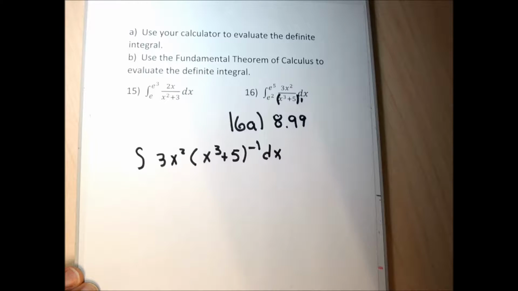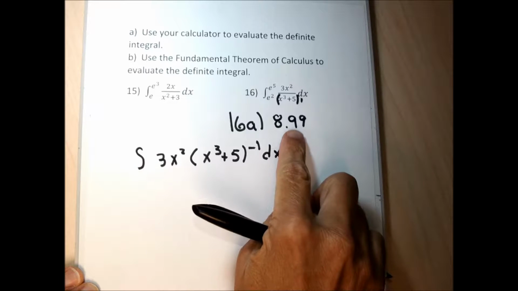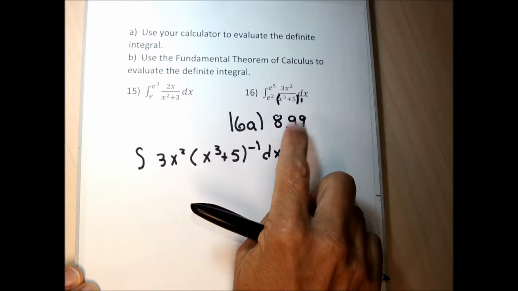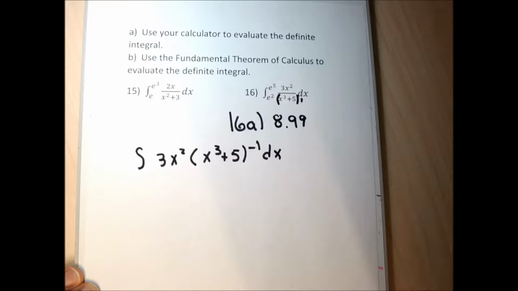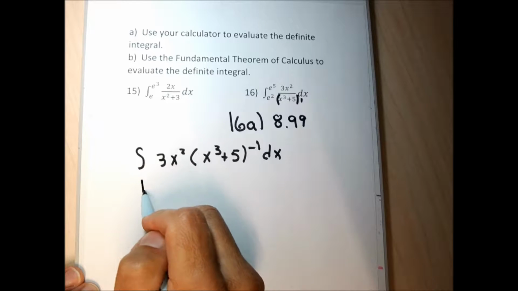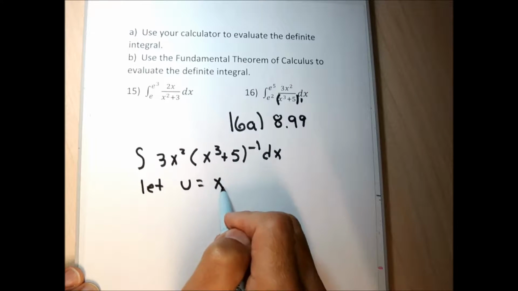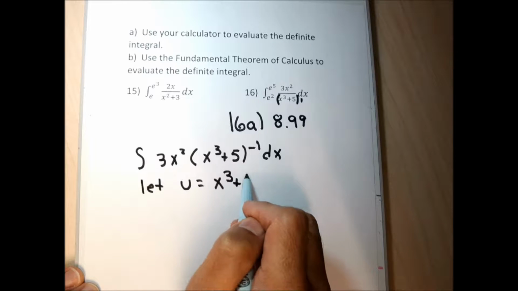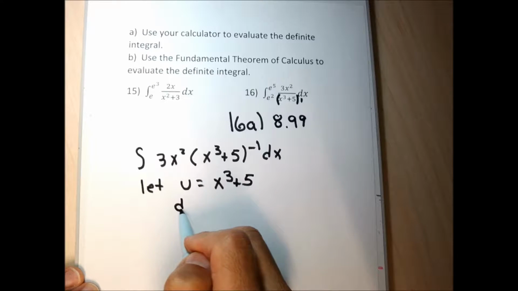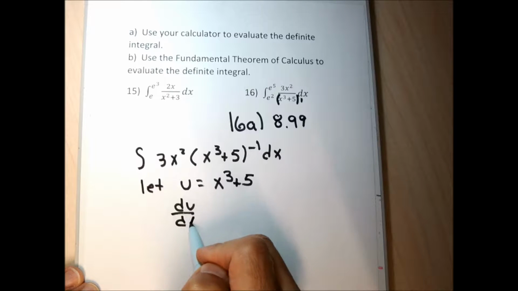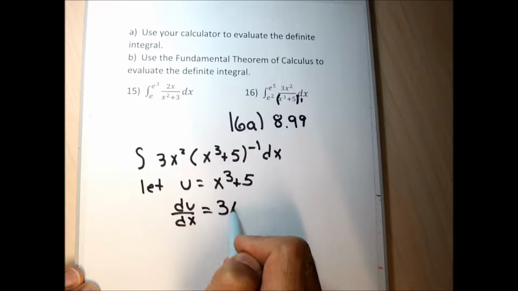Oh, my calculator's answer is probably not the same. I'm going to get a different answer by hand, and it's not going to equal my calculator's answer. My calculator isn't going to be as accurate as me this time, believe it or not. Let me do my U substitution. I'm going to let U be x cubed plus 5. Then du dx is going to be 3x squared.